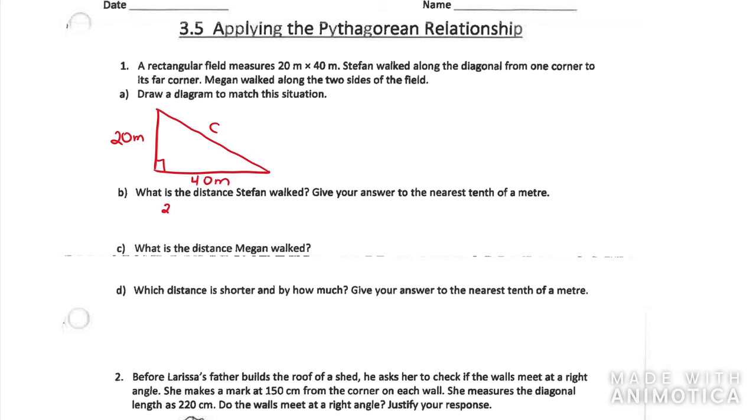So 20 squared plus 40 squared equals what? Well, 20 squared gives us 400 plus 1600. That gives us 2000. But we're not done. This 2000 is equal to the c squared. Now, what's the opposite of squared? Square root, which means we have to square root both of these answers.